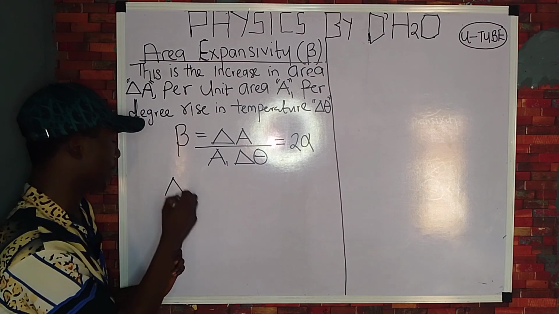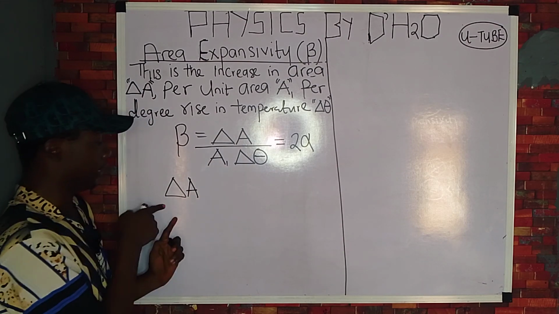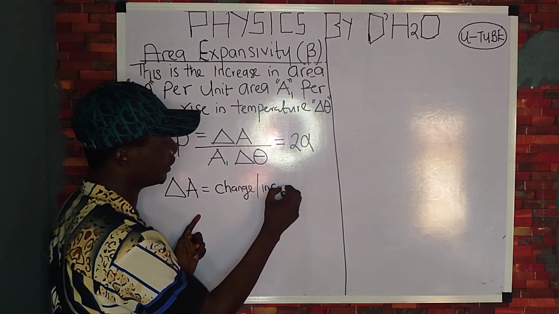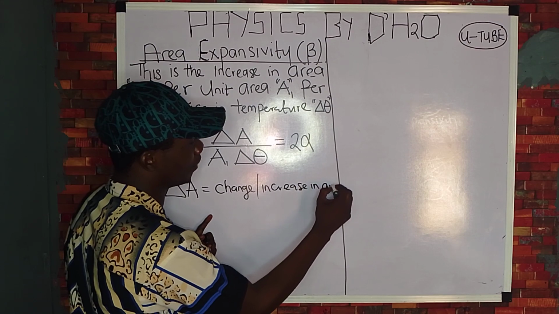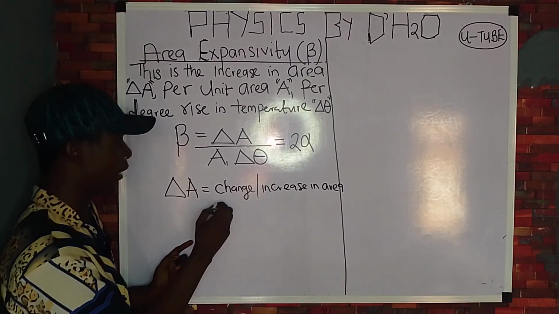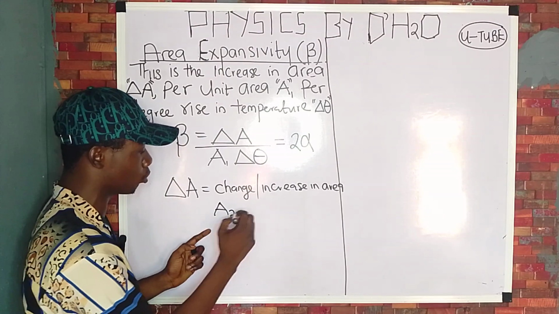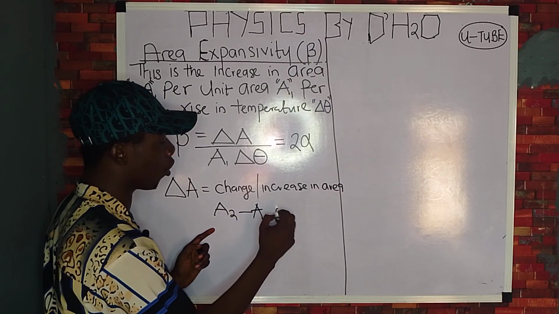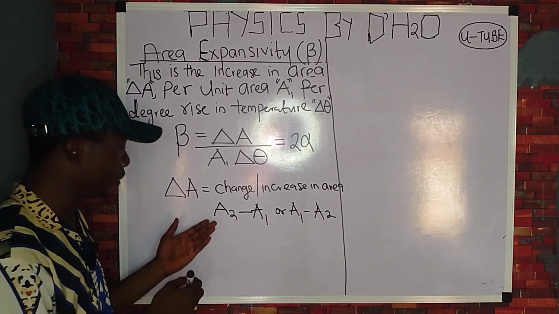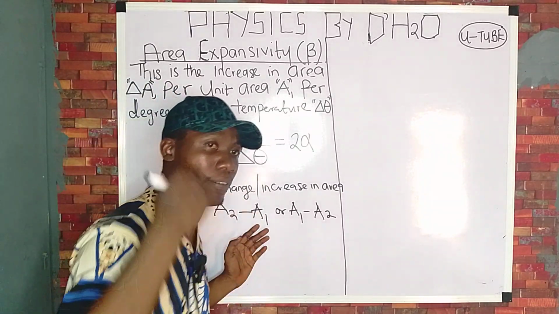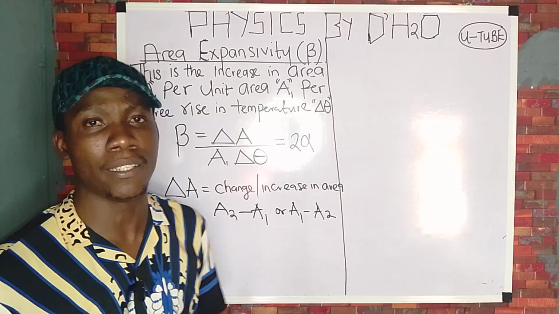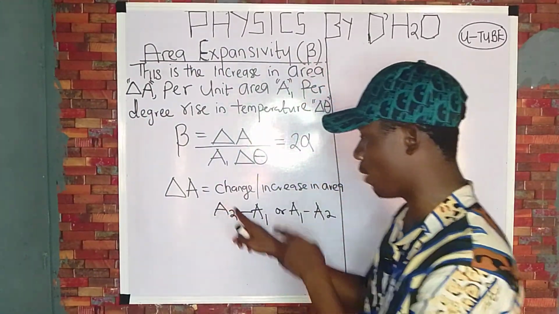Firstly, we are going to look at this symbol. This symbol simply means change or increase in area. Please take note of this. Change in area is either A2 minus A1 or A1 minus A2. When you have A2 minus A1, it means there is a rise in the area, so that the final area is greater than the initial area. That's what you are seeing here.